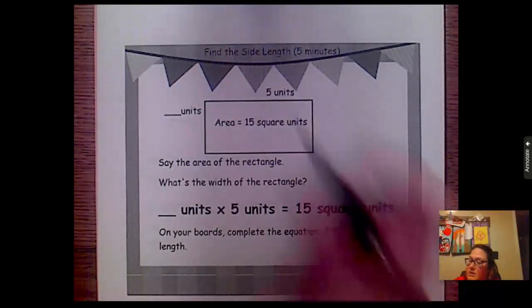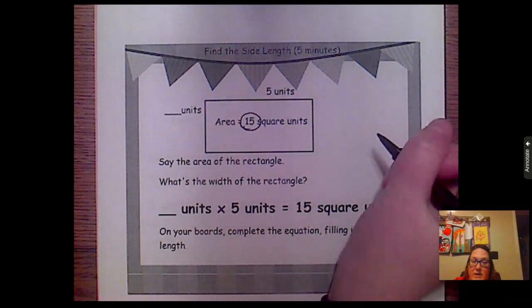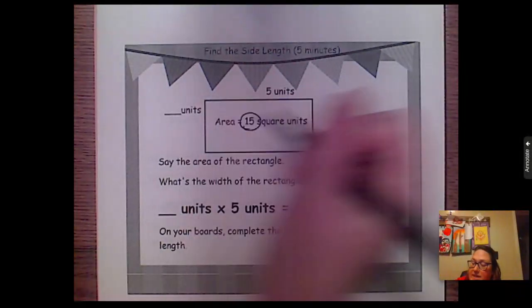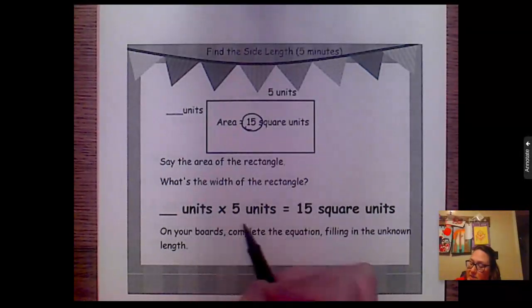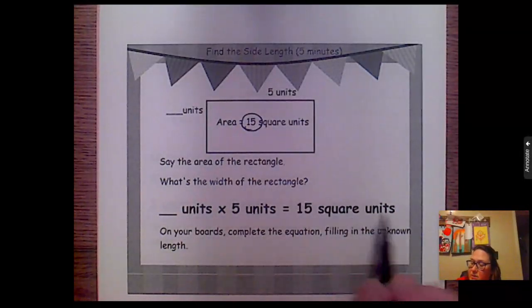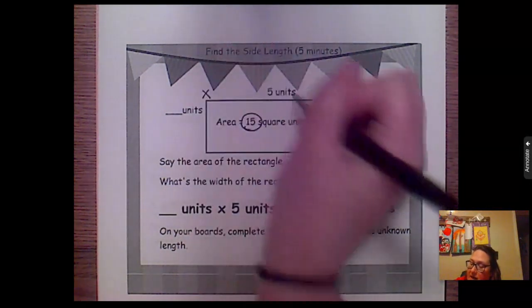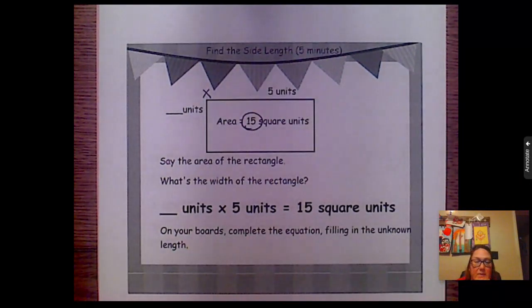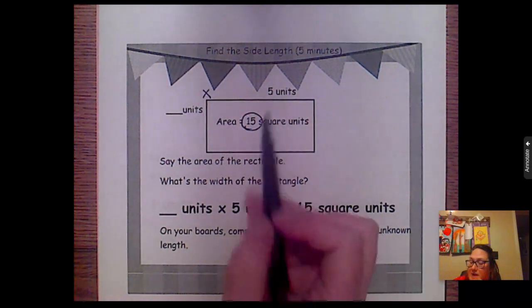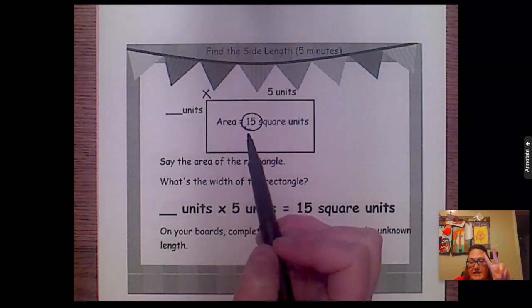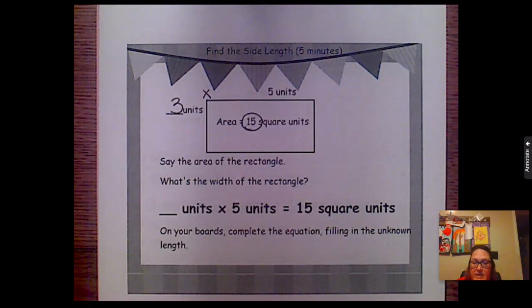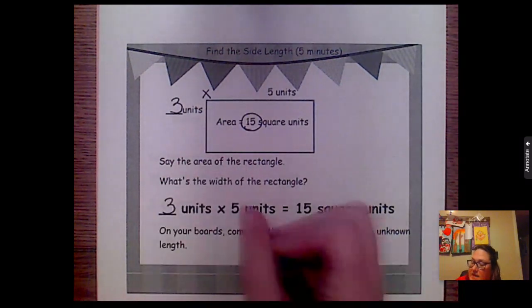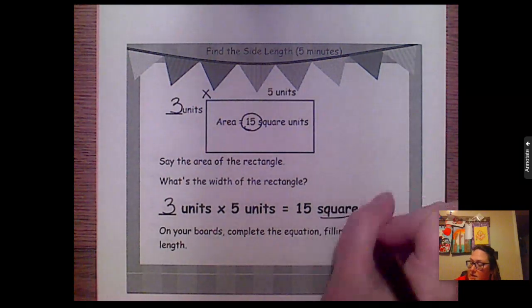So for this one, we know that the total area is 15 square units. We're missing the shorter side here. We know that the longer side is 5, okay? So we have blank units times 5 units equals 15 square units. So blank times 5 equals 15. Think about how you would solve that one. And what did you come up with? If I count by 5 till I get to 15, I've got 5, 10, 15. Did you come up with 3 for your missing side length? Good job. So 3 units times 5 units equals 15 square units.